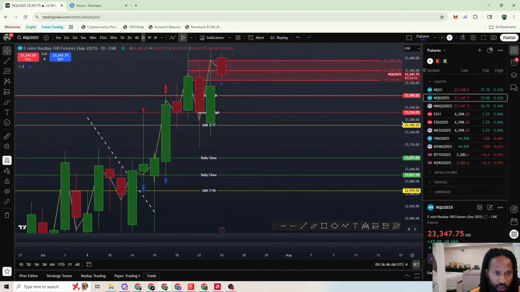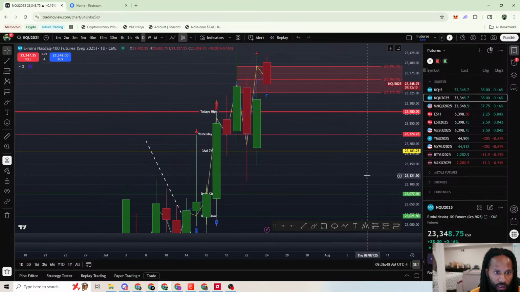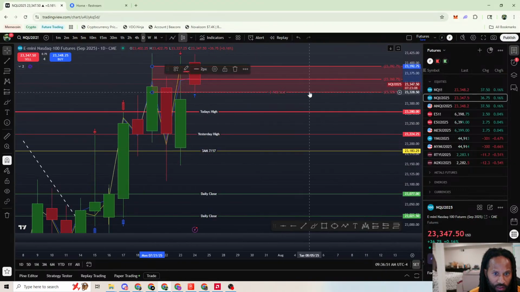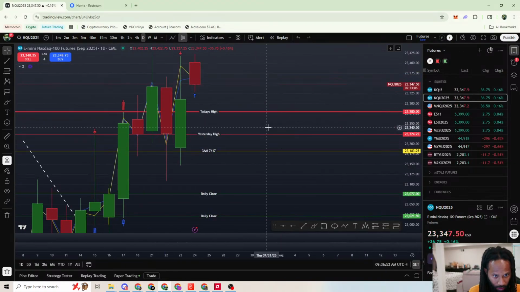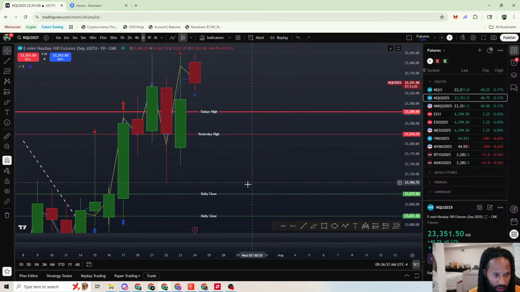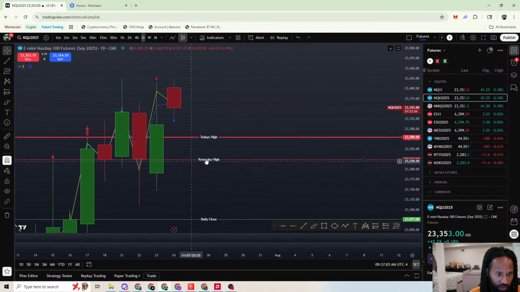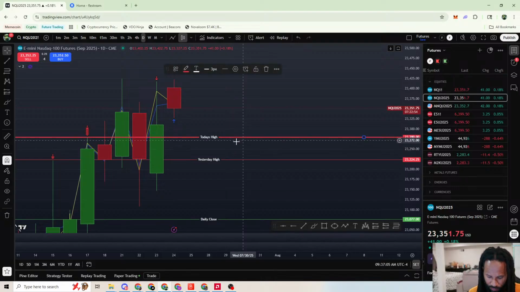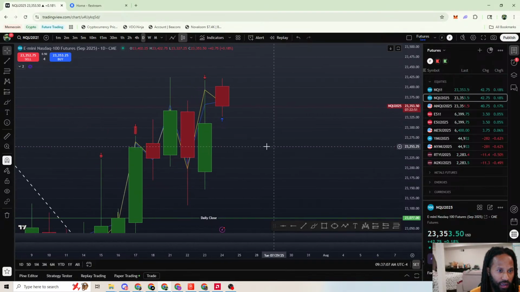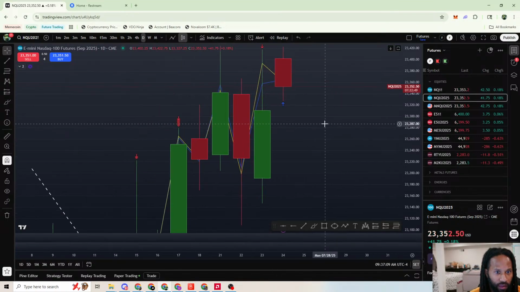I got a lot of lines already on here. These are just some of my resistance zones. At 3 minutes 17, I'm going to knock that out because that one was definitely taken out. I like to leave the daily close. It broke today's high, and looks like it's in the down position. It looks like it's going to hit this level here.